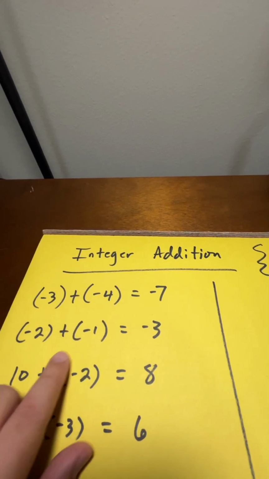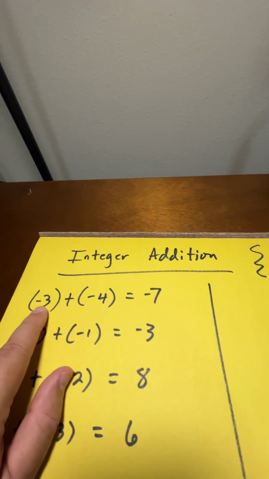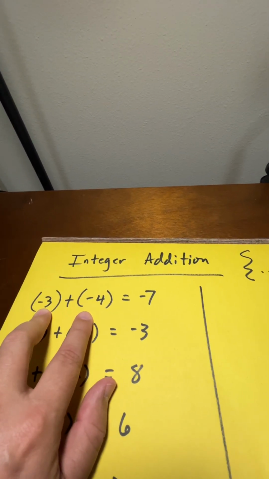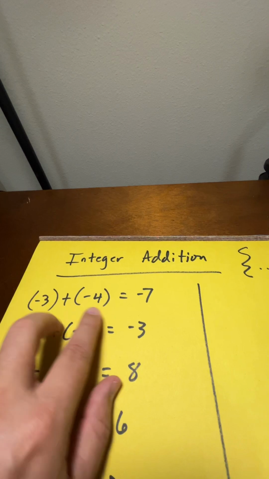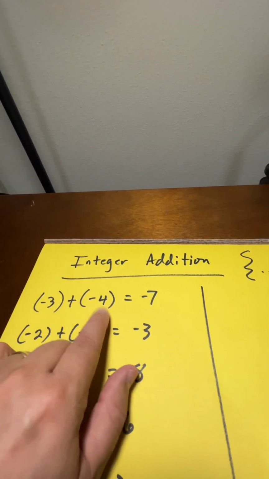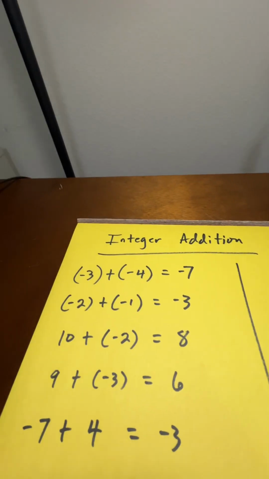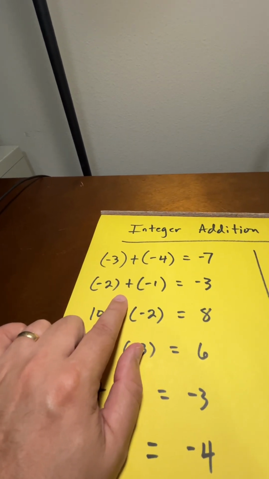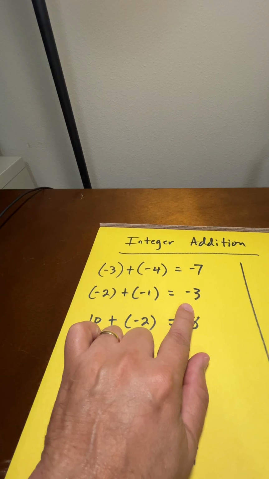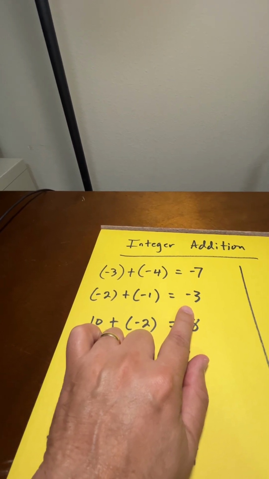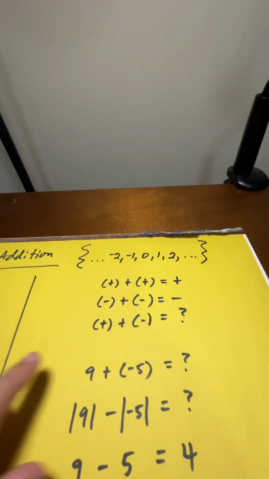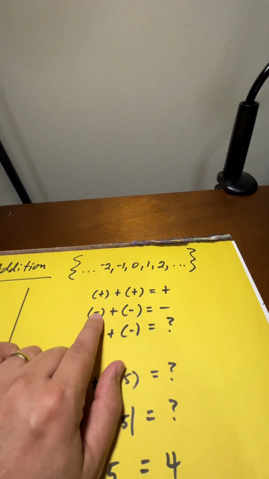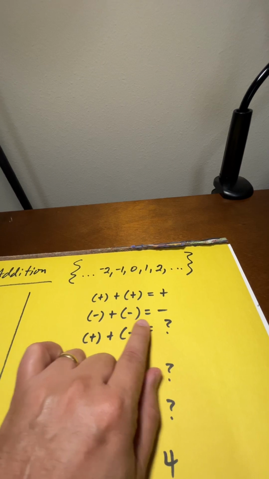Well, integer addition is pretty easy if they're both negative. So if you have -3 plus -4, that's going to be -7. So if the signs are the same and they're both negative, your result's going to be negative, and you're just adding the 3 and the 4 together. So that's -7. Here's another example here. -2 plus -1 is -3. So that's pretty easy. And of course, you know that a positive plus a positive is going to be a positive, and a negative plus a negative is going to be a negative.